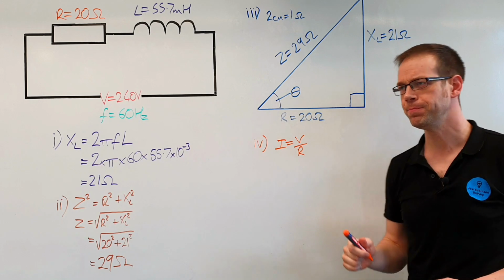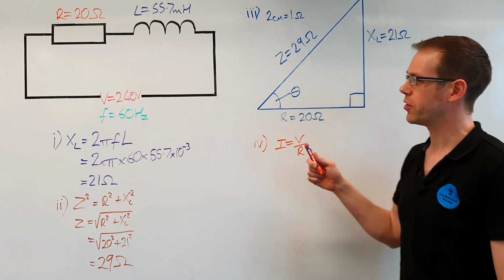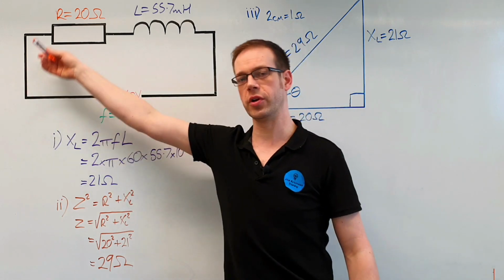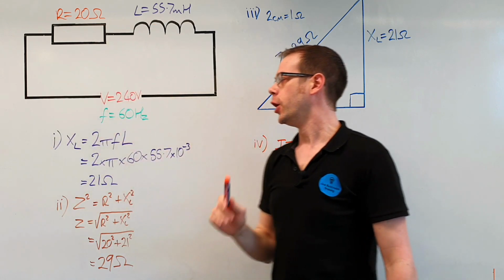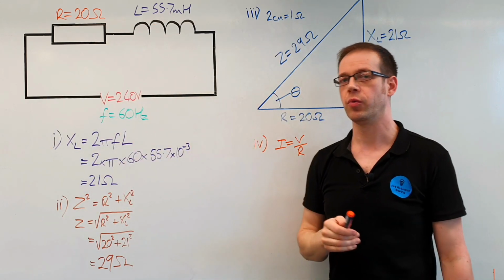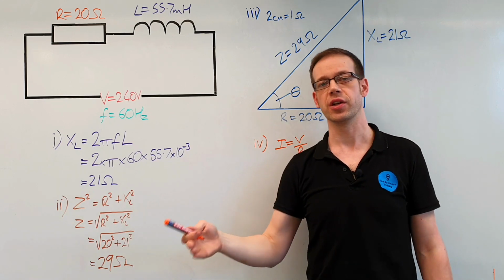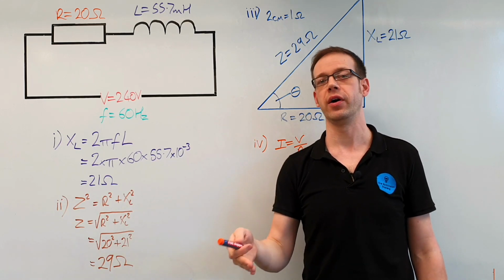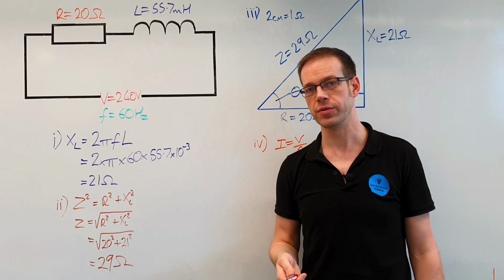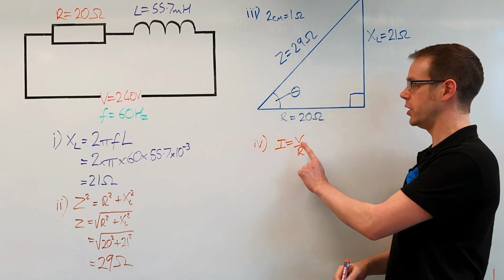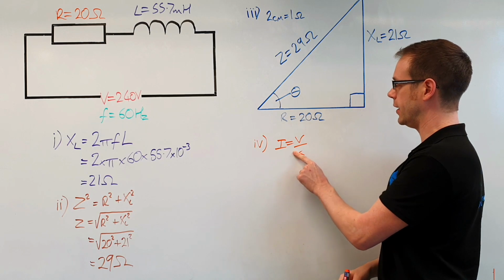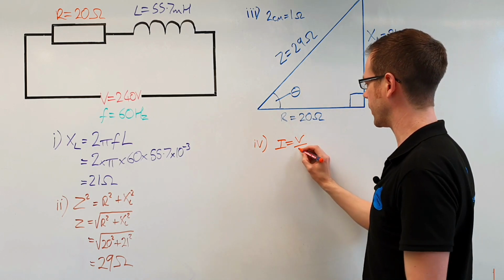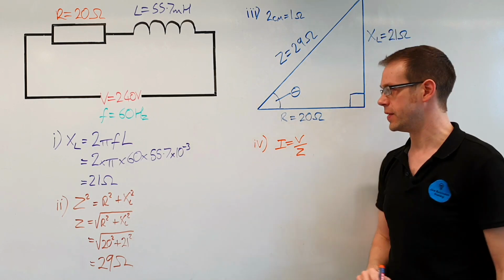That's very important. But in this case, because we're trying to find the total current that flows into the circuit, what that means is we've got to think about what the total opposition to current flow will be, because that will define how much current flows. So in this case, we're not going to use I equals V over R. We're going to use I equals V over Z. Okay, I equals V over Z.